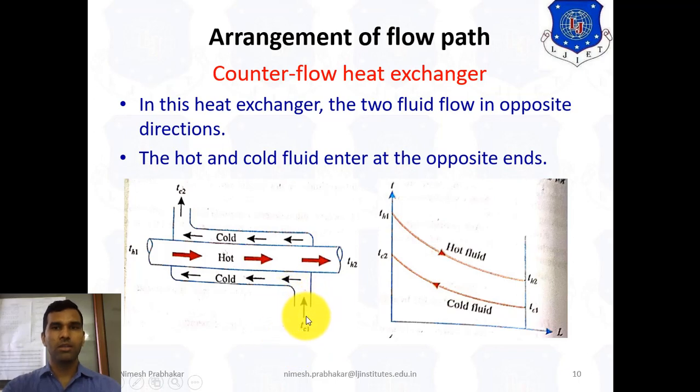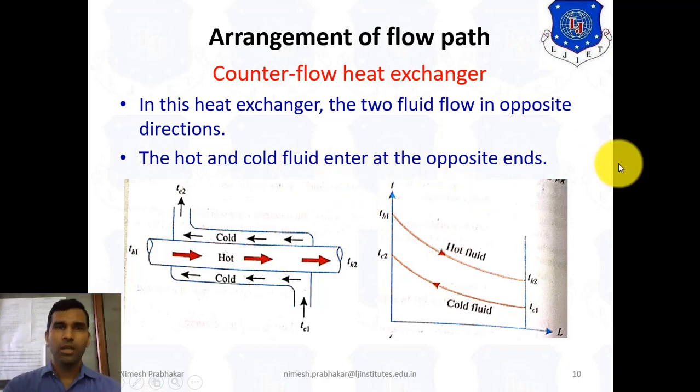Now the cold water temperature is like this. TC1 here is the inlet of cold water. So this is low, and due to this heat exchange, the cold water temperature is increased to TC2. So TC2 is the outlet temperature of the cold water. Here the inlet temperature is low, and due to this heat exchange, the temperature is increased this way. So this is a graphical representation of the heat energy transmission.